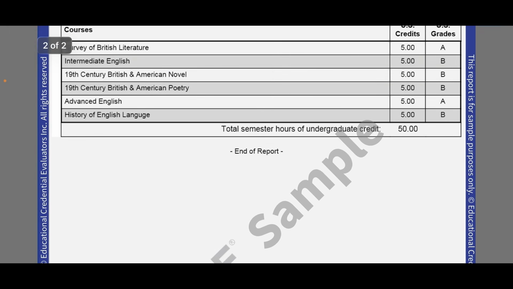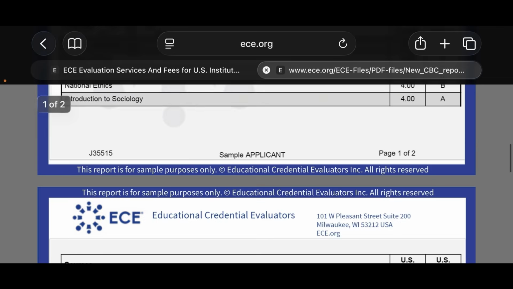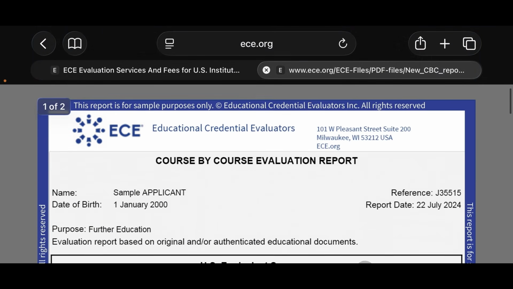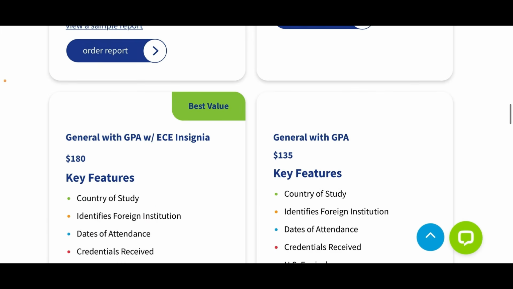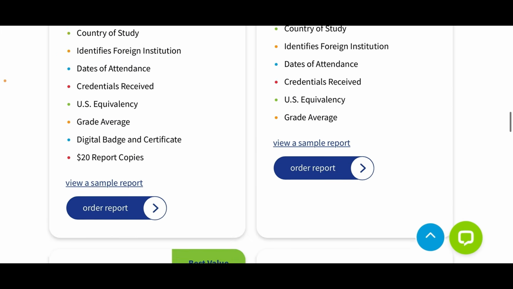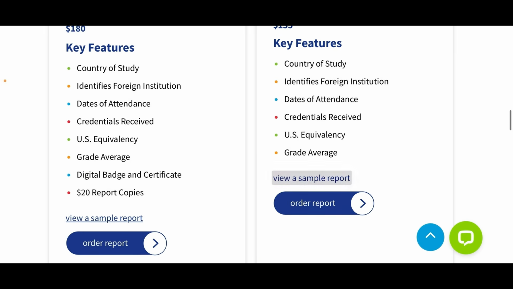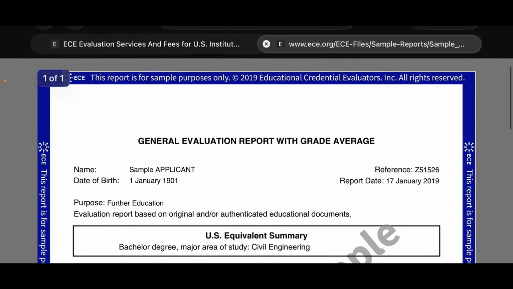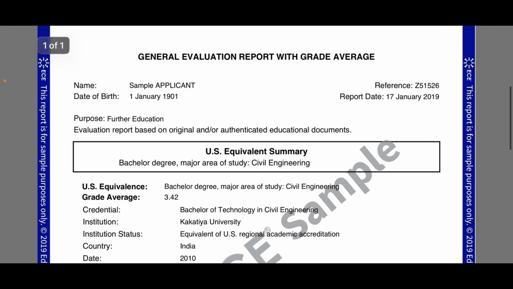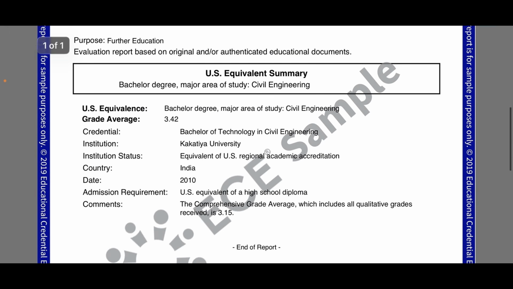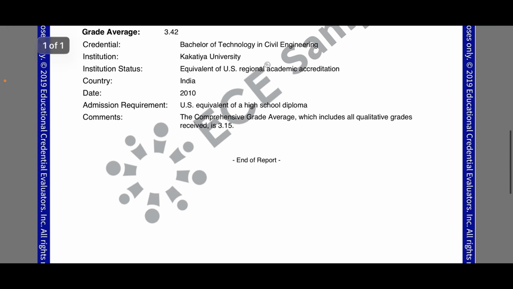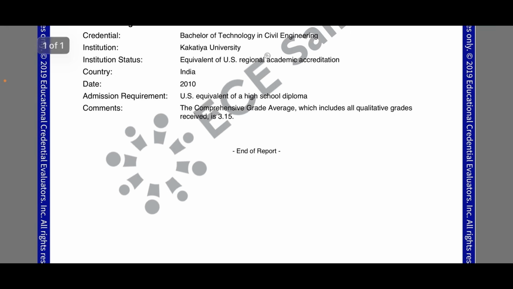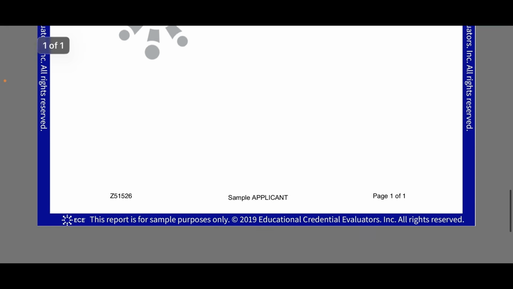So this is what you are looking for when you are trying to do your ECE report, this course by course evaluation. Let's take a look at, for example, the general with GPA, right? This is what this will look like here. Further education, US equivalent, and it will only list a few things here, right? Country, date, admission requirement, and only your GPA, right?